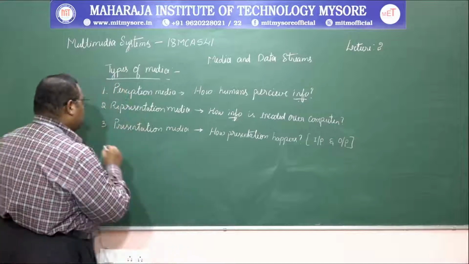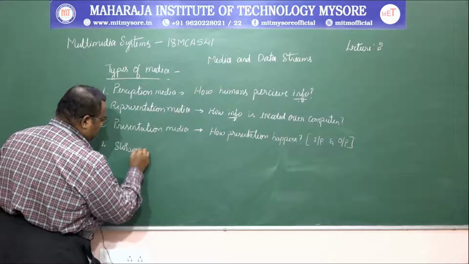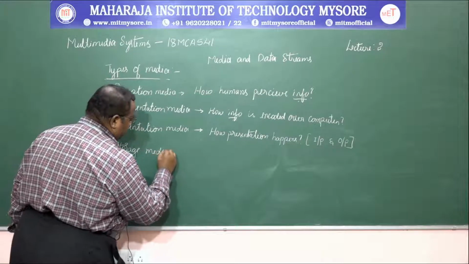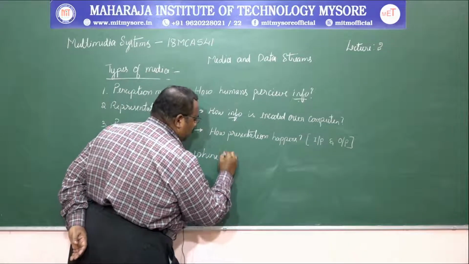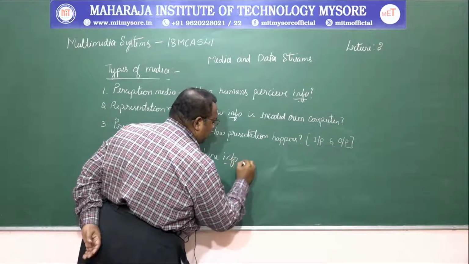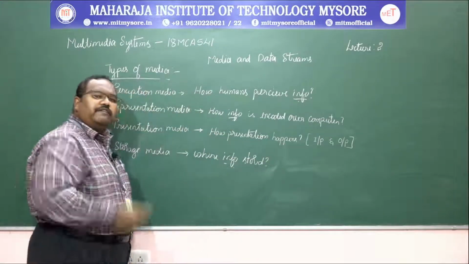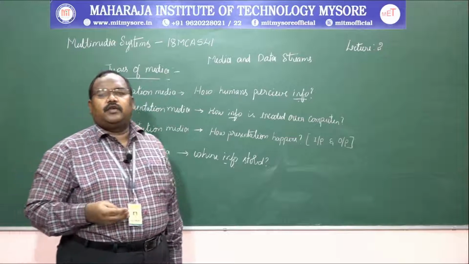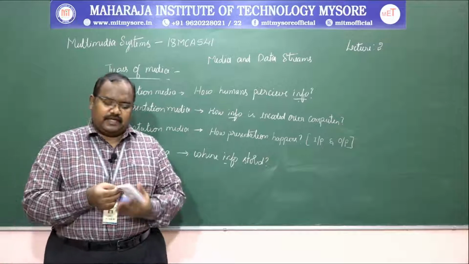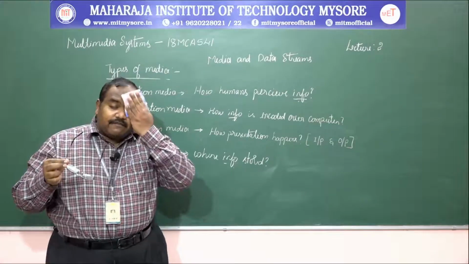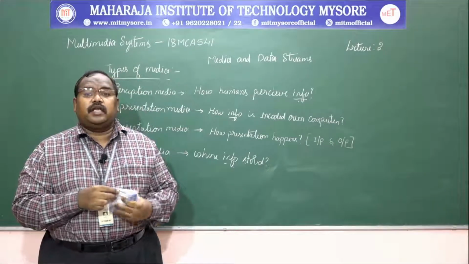The fourth one is storage media. It deals with where information is stored. Different storage devices are used, like magnetic tapes, magnetic disks, optical storage devices, etc. So these are the different storage devices, or the places where the multimedia information can be stored.